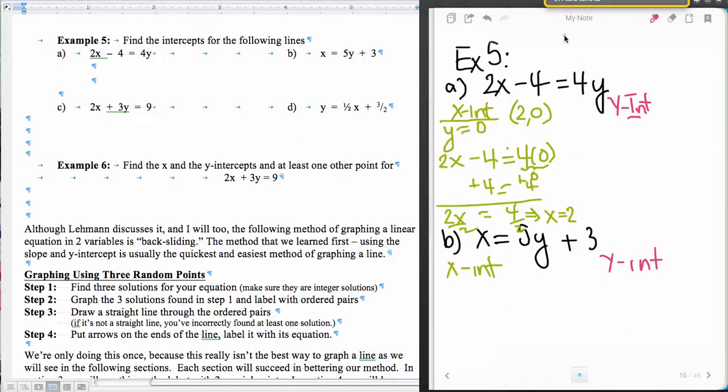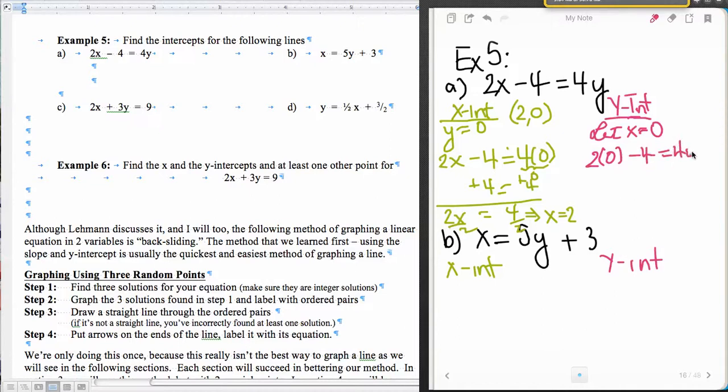Okay, continuing on section 5.1 where we're doing our y-intercept on example 5a. So our y-intercept, remember we're going to be letting x equal 0. Remember, the opposite of the one that you're wanting to find, you let equal 0. So now we have 2 times 0 minus 4 is equal to 4y.